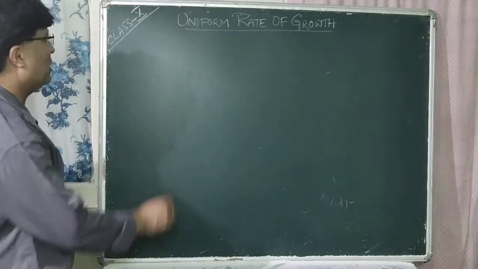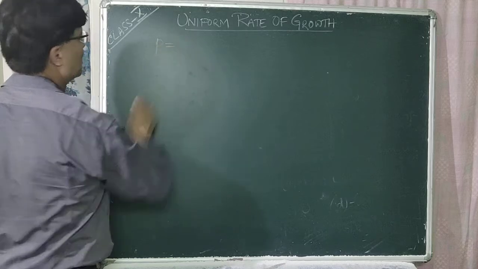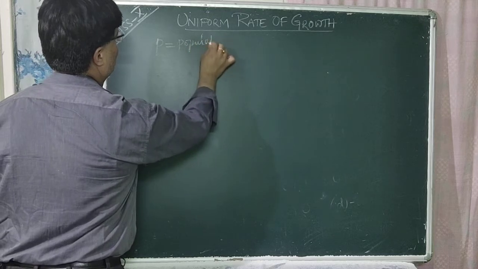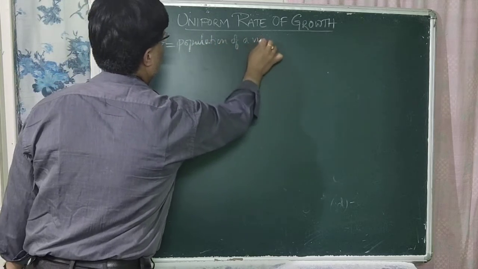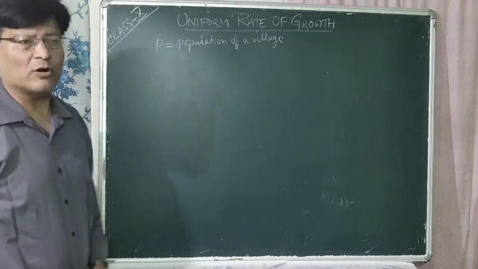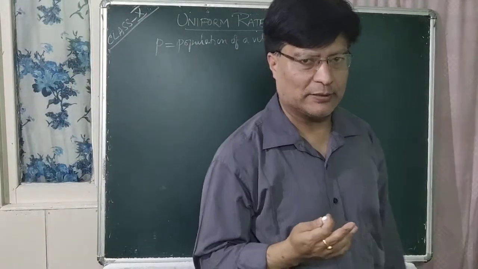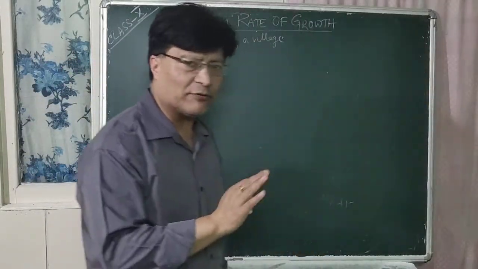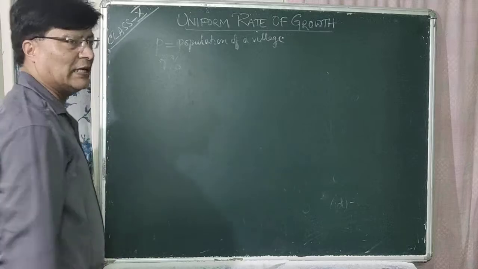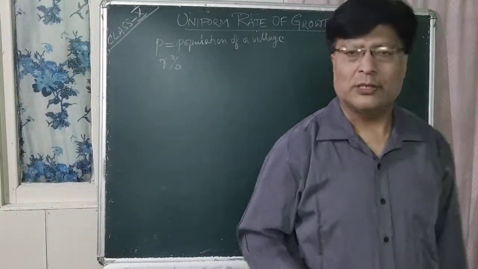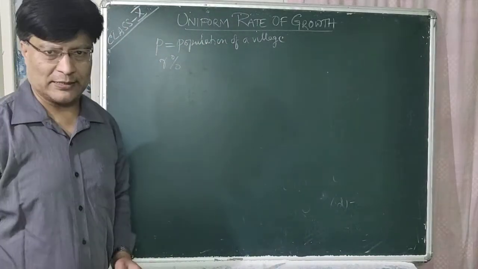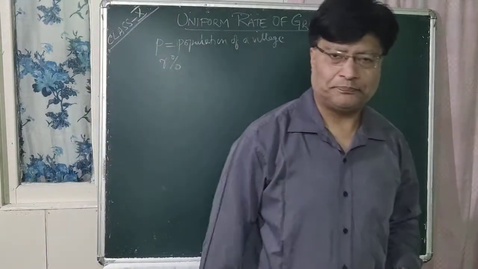Suppose P is the population of a village in the first year. That is, P is equal to the population of a village at the beginning of the year. Suppose the rate of increase of population every year in a certain village is R%.